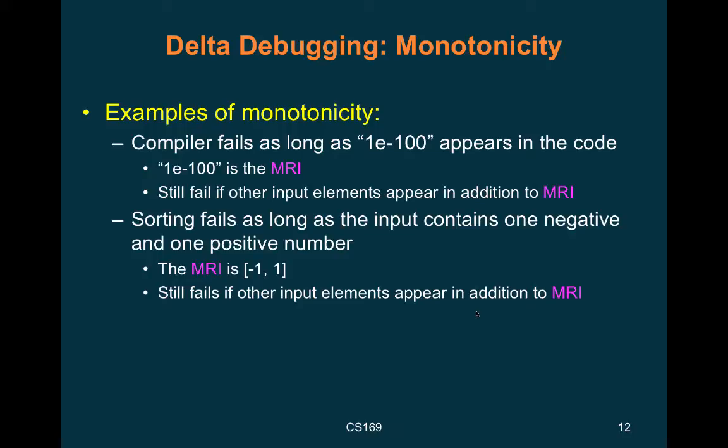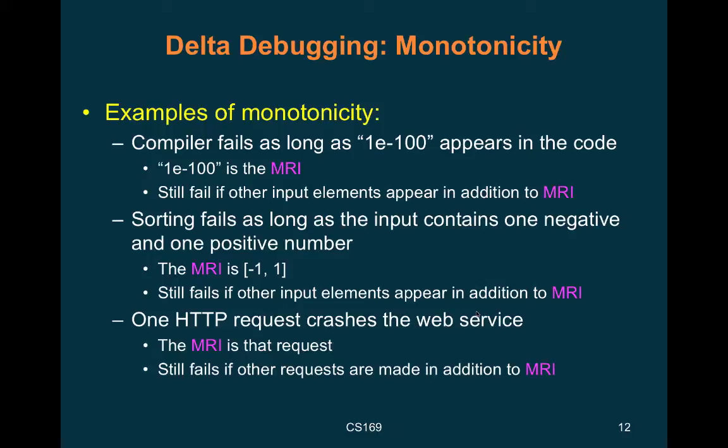In the sorting case, sorting fails as long as the input contains one negative and one positive number. Let's say this is the failure. So the MRI, or one of the MRIs, might be -1 and 1. And no matter how many other things you add on top of this, on the input array, it still fails. That's monotonicity. There's no way to hide the failure by adding more stuff to the input. Or in the case of a web service, there's one request that crashes your service. And if there are other requests before it, it'll still crash the service. This is monotonicity.